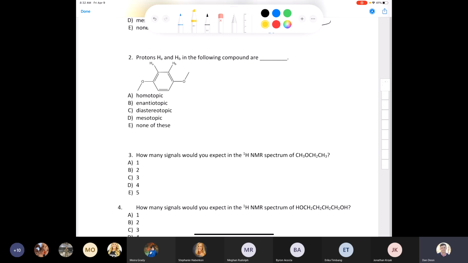Yeah, there are actually 2 axes of rotational symmetry in this molecule. So I'm going to make a model here to prove it to you.